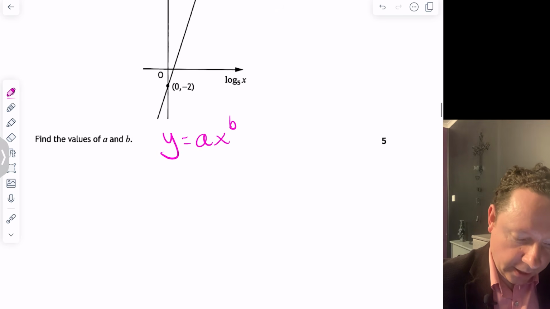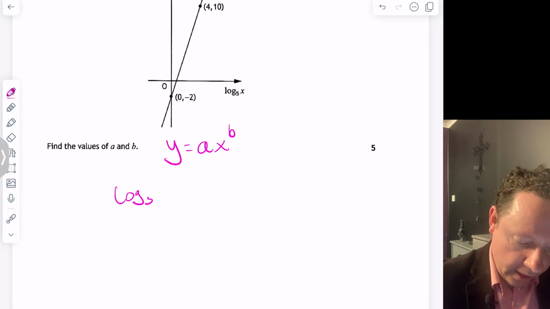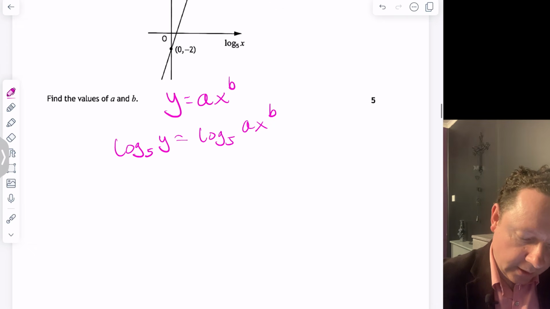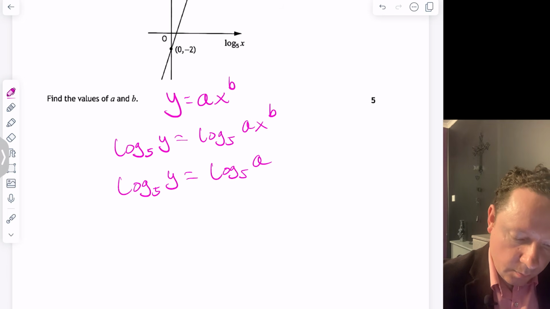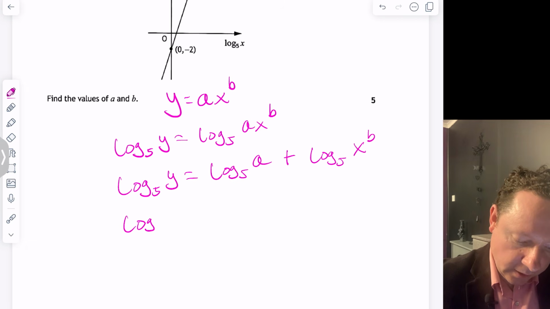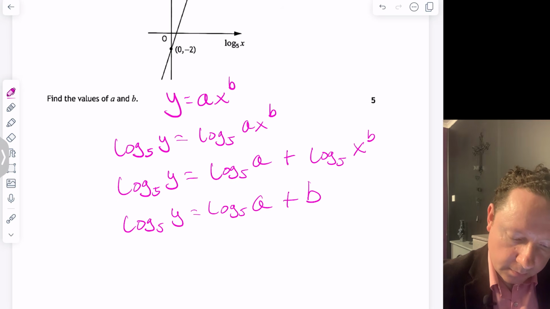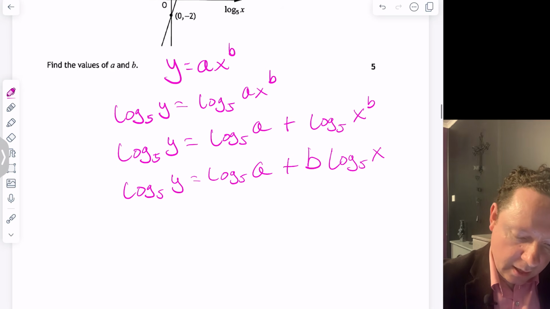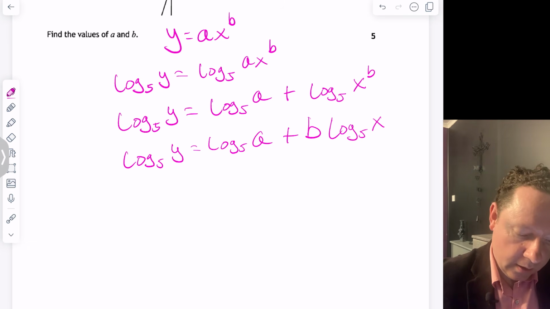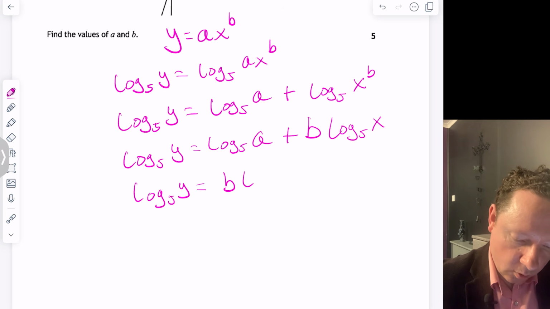So I'll start with that and I log both sides. The base is 5. Log base 5 y equals log base 5 ax to the b. So now I can separate my log out on the right hand side to log base 5 a plus log base 5 x to the b. So that means log base 5 y equals log base 5 a plus b comes out the front, log base 5 x. And put that in a form of y equals mx plus c. You've got your log base 5 y. I'll take the x bit first. So b times log base 5 x plus log base 5 a.